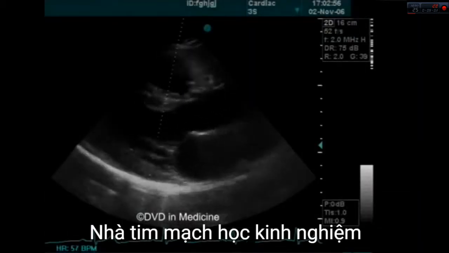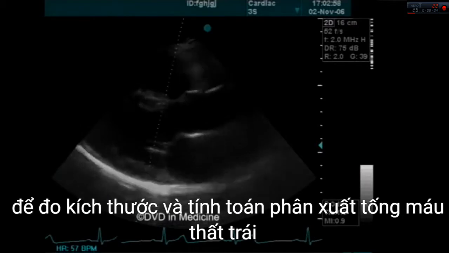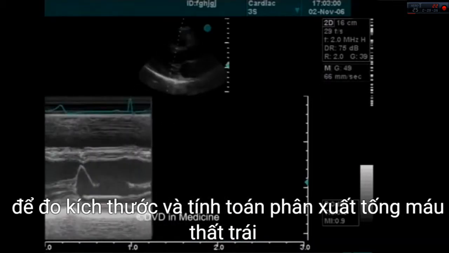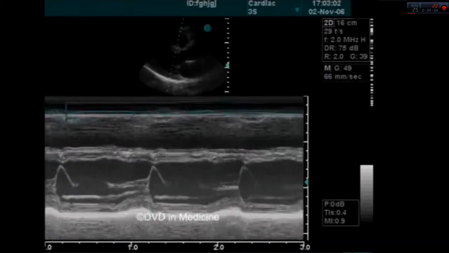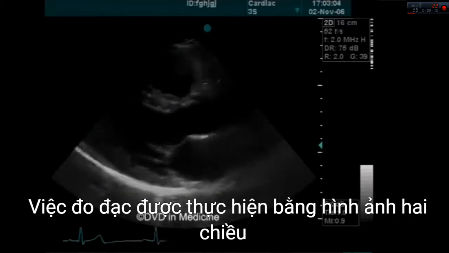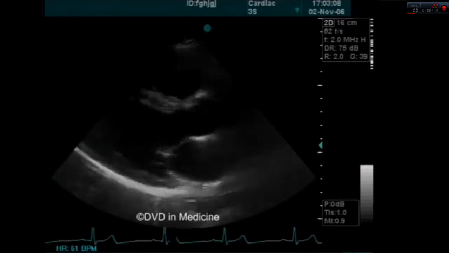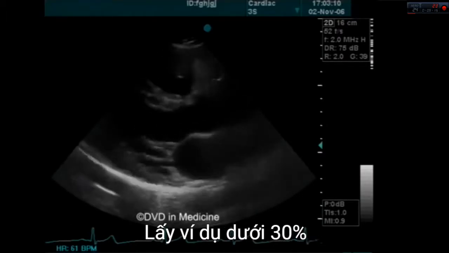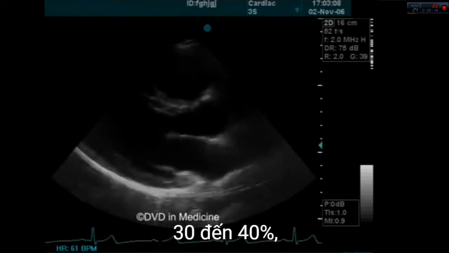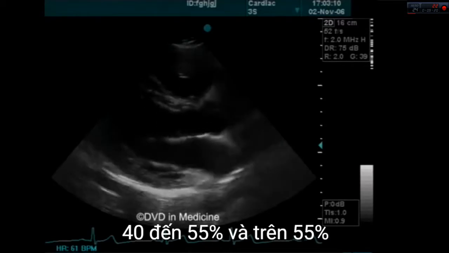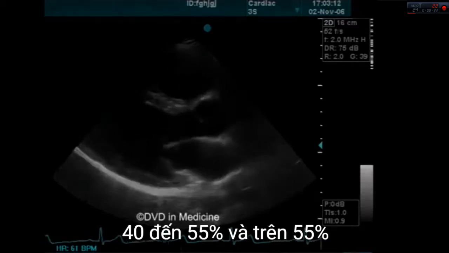Experienced cardiologists do not use the M-mode for taking dimensions and calculating the left ventricular ejection fraction. The measurements are made on a two-dimensional image, and the ejection fraction is assessed visually. For example, less than 30%, 30 to 40%, 40 to 55%, and more than 55%.